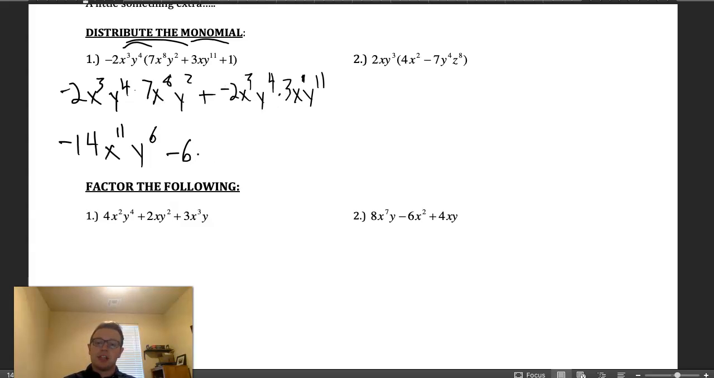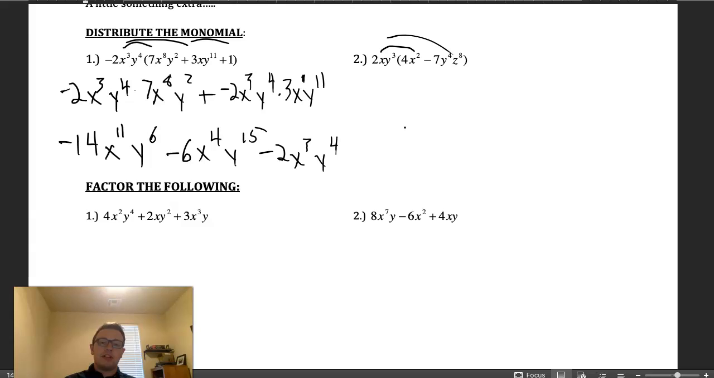So this becomes 3 plus 1, or x to the 4th. Y becomes 4 plus 11. So this is y to the 15th. And then we have plus 1, so we're just going to have our last term, x cubed y to the 4th. Go ahead and distribute this monomial.